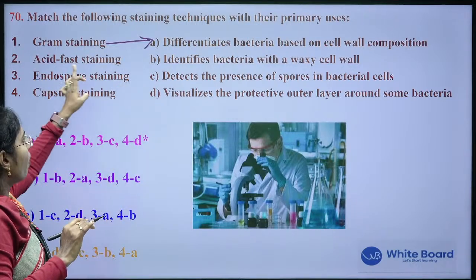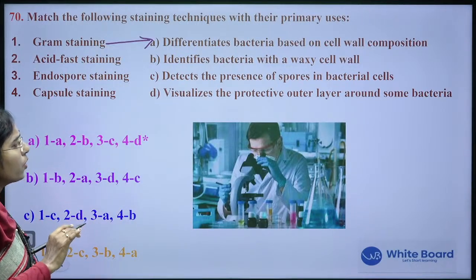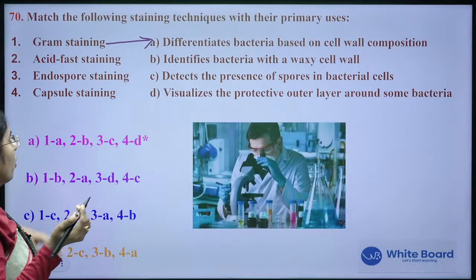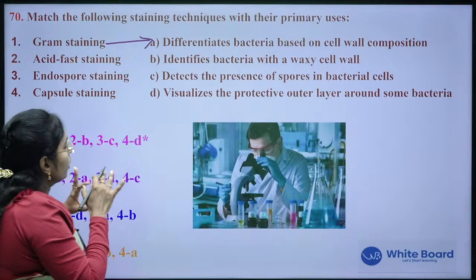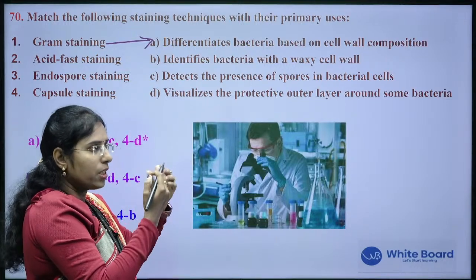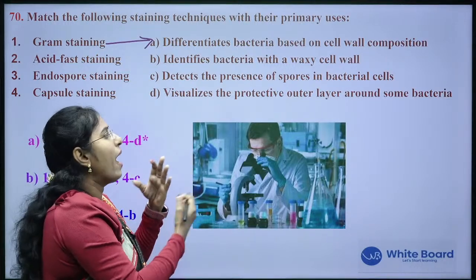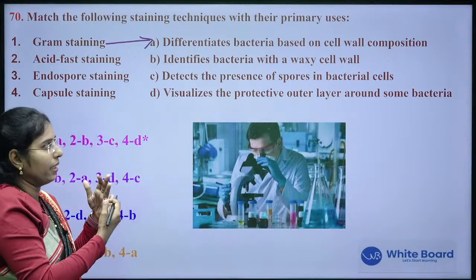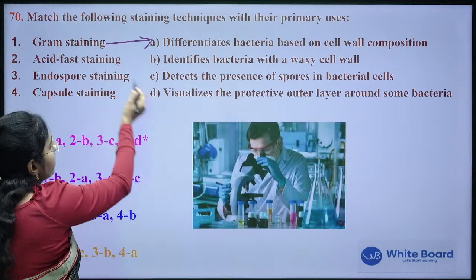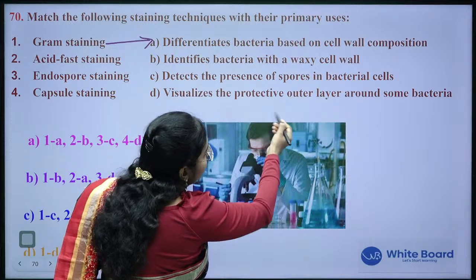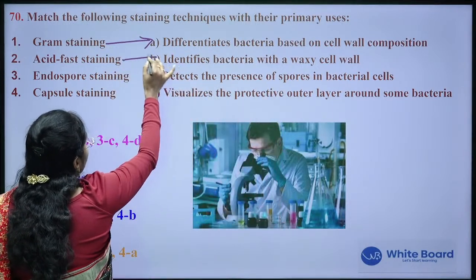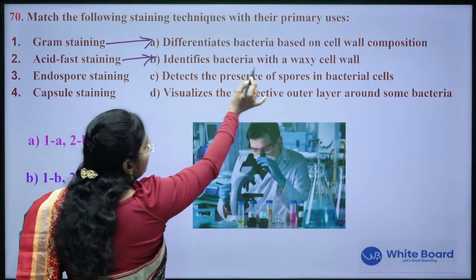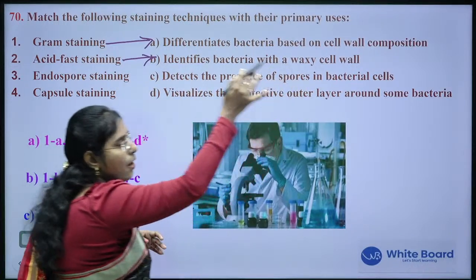Next, acid fast staining. So generally Mycobacterium tuberculosis, for example. What it will do is, it forms a protective waxy layer around the bacteria. So this visualizes that protective waxy layer. Alright. So acid fast staining identifies the bacteria with a waxy cell wall.